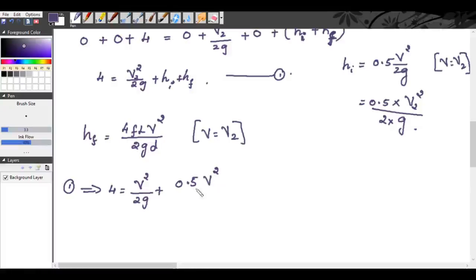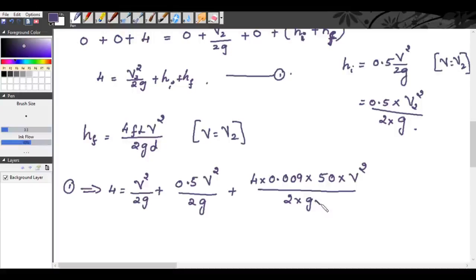0.5 V square by 2G plus HF is 4 into F, where the coefficient of friction is given as 0.009. L, the length of the pipe, is given as 50, into V square by 2 into G into D. D, the diameter of the pipe, is 20 centimeters, so it is 0.2. For G we can substitute 9.81. So the only unknown is V.